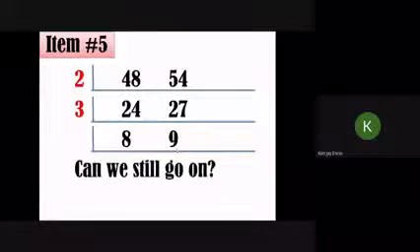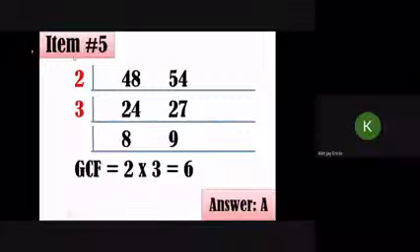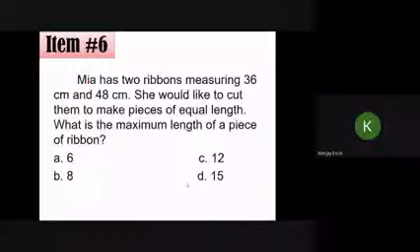To get the GCF, it is simply the product of all the numbers found on the left side here. Thus, your GCF is 2 times 3, which is 6. So the answer here is letter A. You are now free to choose. You may choose the prime factorization method, or you may choose this continuous division method. If you wish, there's also what we call the Euclidean algorithm, but for now, we will not discuss that one. And let's have number 6. Next.